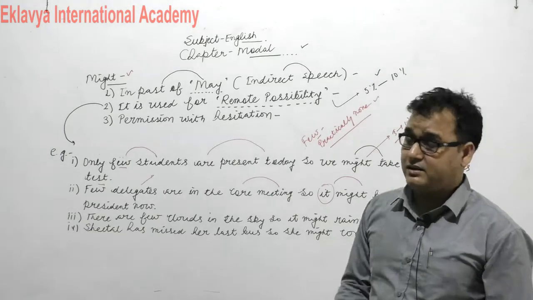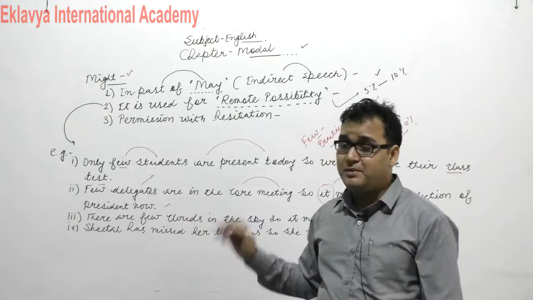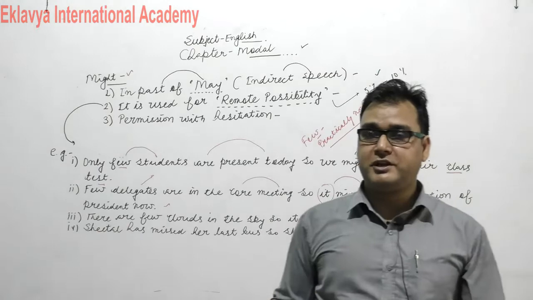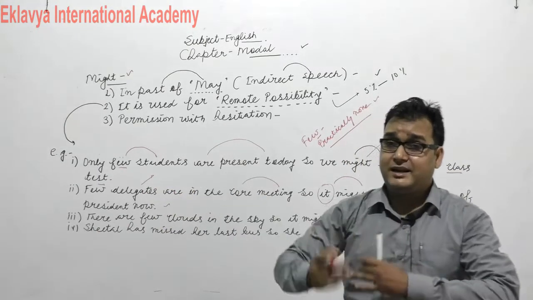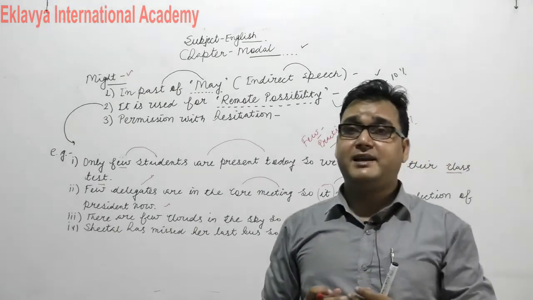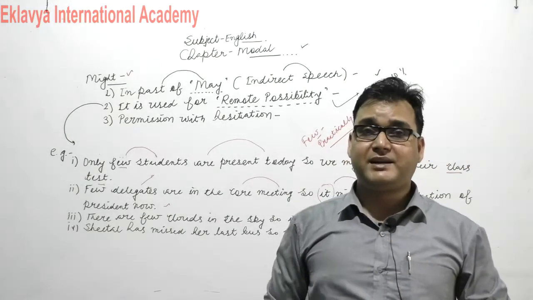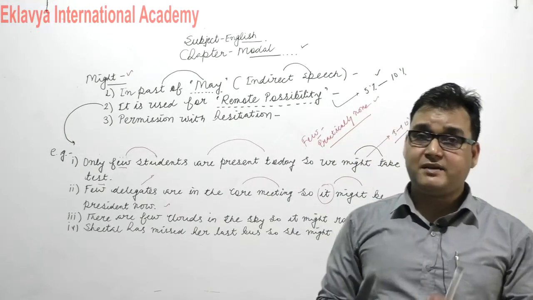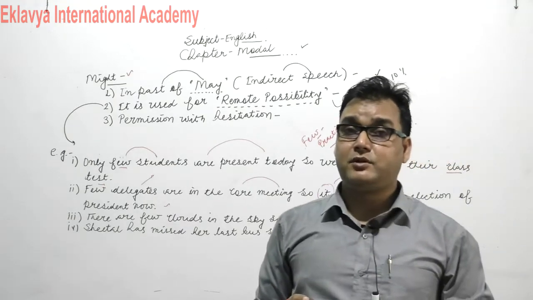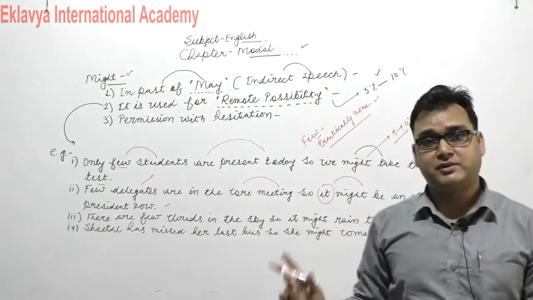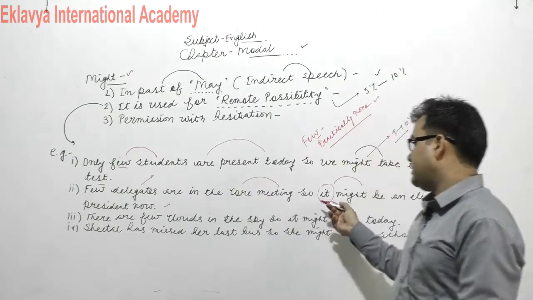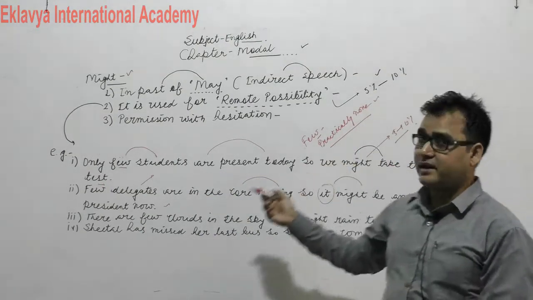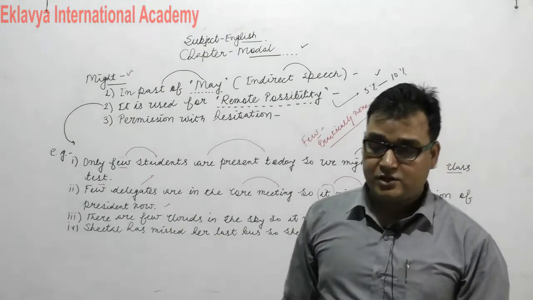कि अब शायद, now मीन अब, क्योंकि core meeting में जो special meeting होती है, the special meeting, the number of delegates are very few. That's why the election, the possibility of election actually is in negation, is in practically none, we can say that. So that's why they give an example of might model in remote possibility, because only few delegates are there, few delegates are in the core meeting, so it might be an election of president now. It might be election of president now.